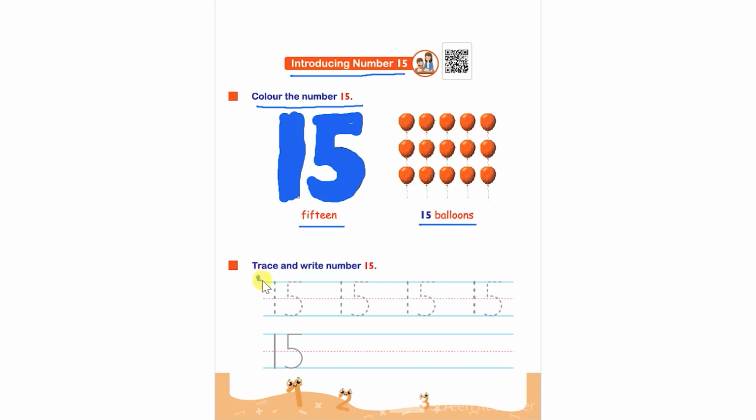Post that they have to trace and write the number 15. So first of all they have to trace the number 15 like this in the first row, and they have to complete doing the same for the first row. After that in the next row they have to write the number 15 on their own.